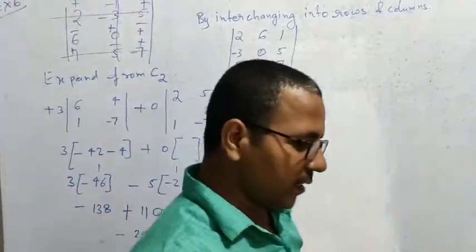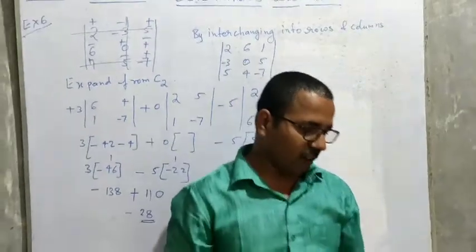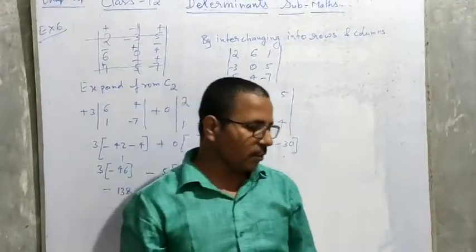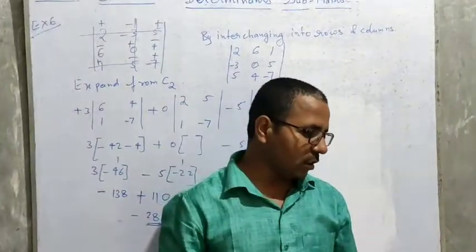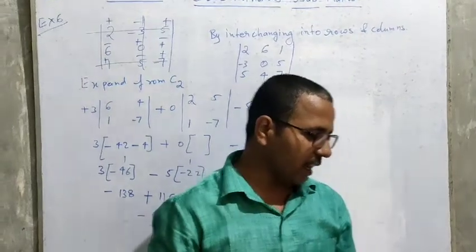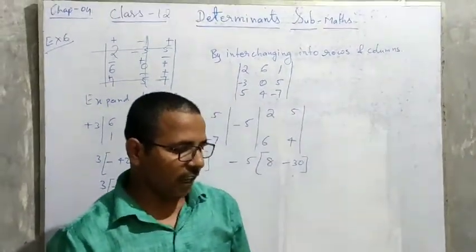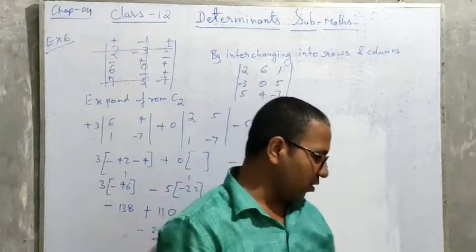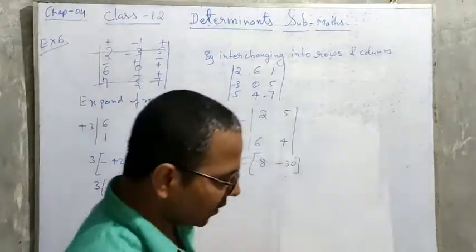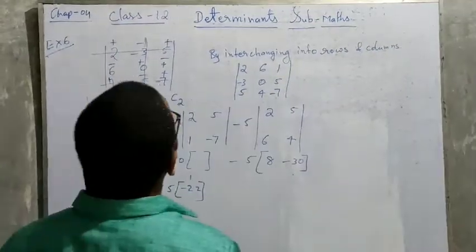Now students, let's see property number second. Property number second tells us that if any two rows or columns of a determinant are interchanged, the sign of the determinant also changes. So let's see property number second.